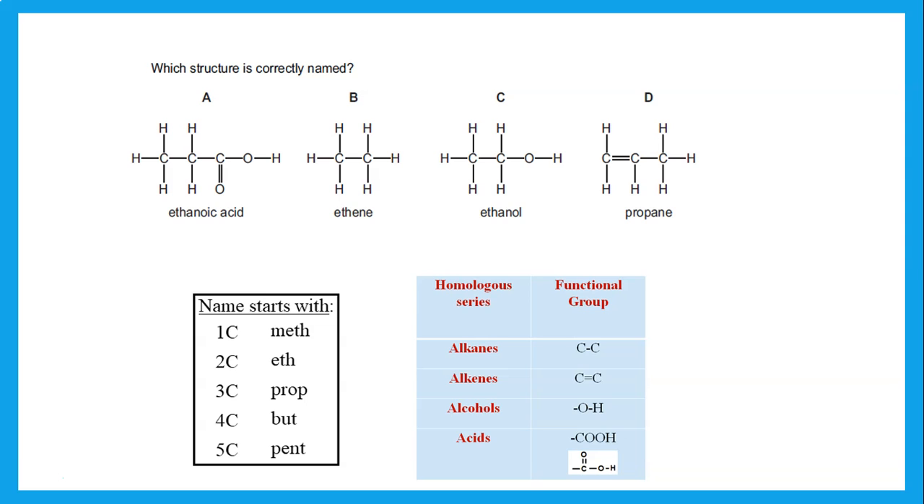What about choice C? Choice C has 2 carbons. It has an OH functional group, so that is an alcohol. So when we say the name is ethanol, that is correct. What about D? D says its name is propane. No. Ane means alkane, and they should all have a single bond. This one has a double bond. So actually this is propene, not propane. So the answer here is C.